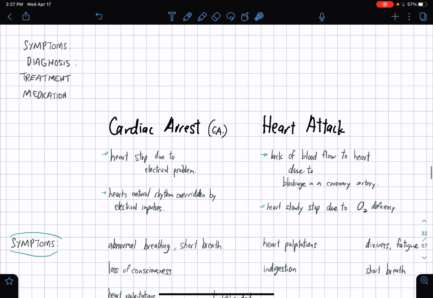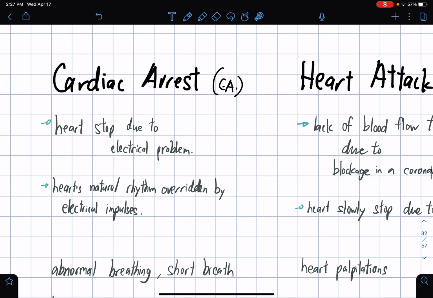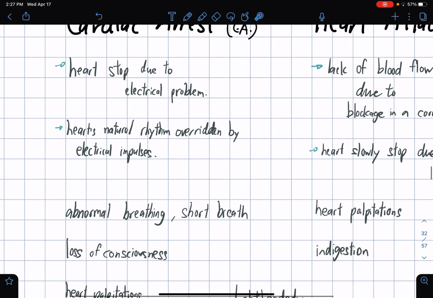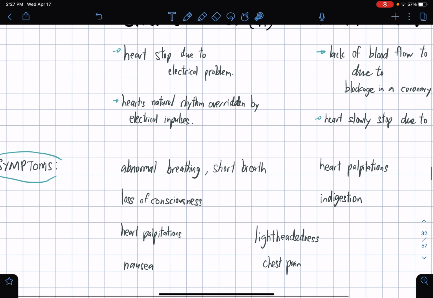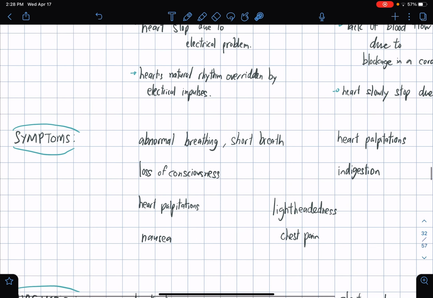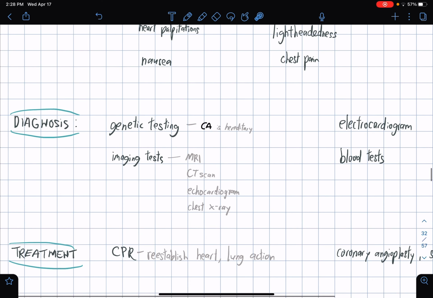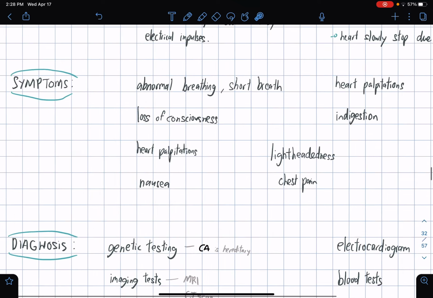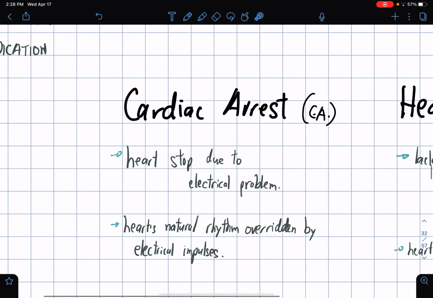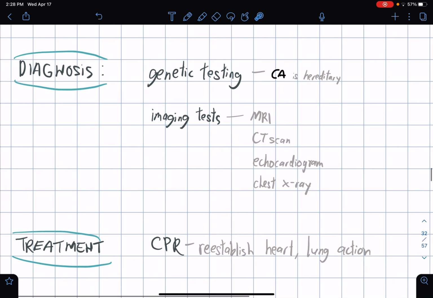Okay, so let's go to cardiac arrest and heart attack. Cardiac arrest, or CA, primarily means that the heart stops because of an electrical problem. So the heart's natural rhythm is overridden by electrical impulses. Symptoms include abnormal breathing and short breath, loss of consciousness, heart palpitations, nausea, lightheadedness, and chest pain. Diagnosis: genetic testing. It is recognized that cardiac arrest can be hereditary, so it's in the genetics. We have imaging tests: MRI, CT scan, echocardiogram, and chest x-ray.